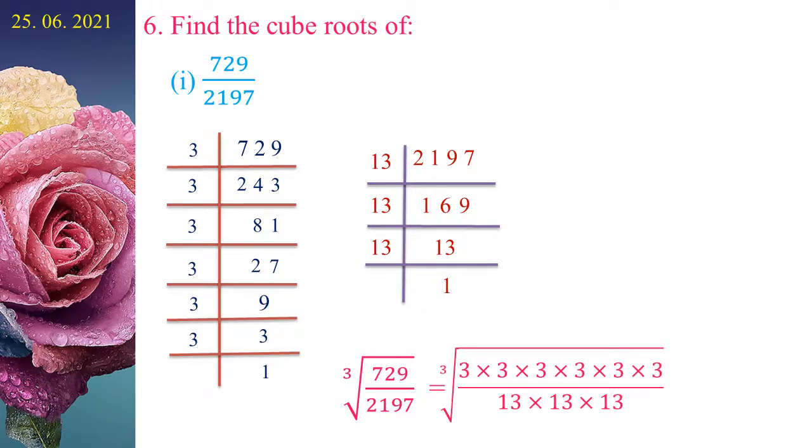The cube root of 729 divided by 2197 equals the cube root of the prime factors of 729, which are 3 into 3 into 3 into 3 into 3 into 3, divided by the prime factors of 2197, which are 13 into 13 into 13. Then take one factor from each triple. We will get 9 by 13. So the cube root of 729 by 2197 equals 9 by 13.